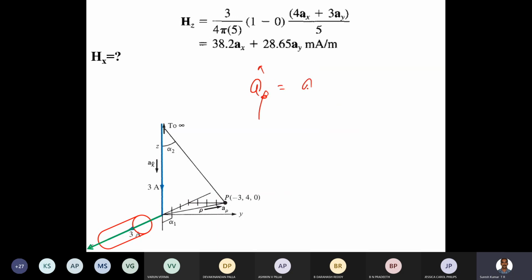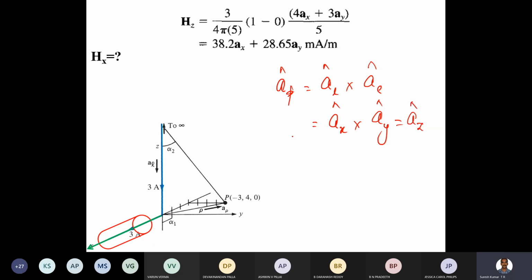So a_phi equals dL, the current flow direction, multiplied with the radial vector connecting the source and observer. Current is flowing along the positive X direction, and the radial direction is along the positive Y direction. So the magnetic field should be along the positive Z direction. Now let us check whether it is correct or not. If you consider this green wire and use your right hand, then the magnetic field lines will go this way. In this direction it will rotate.